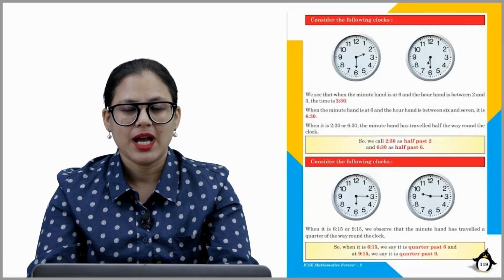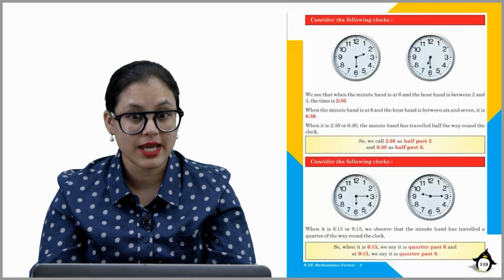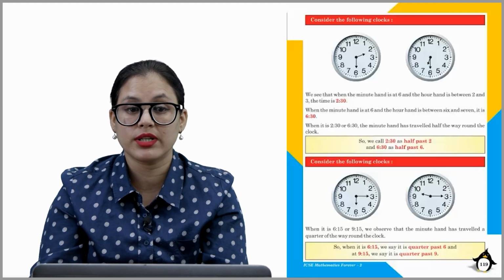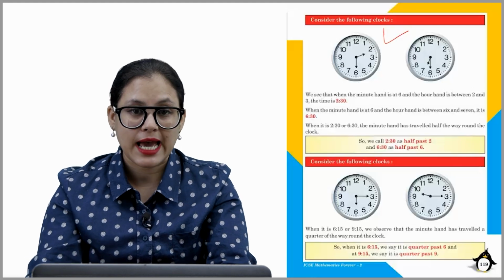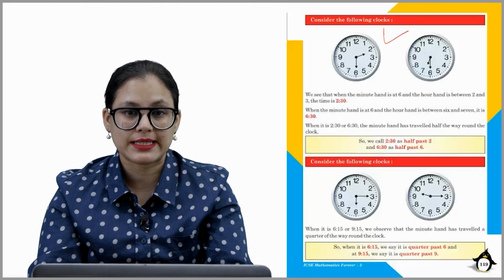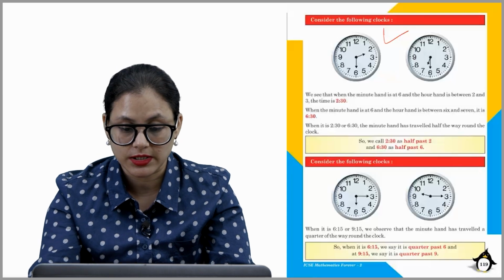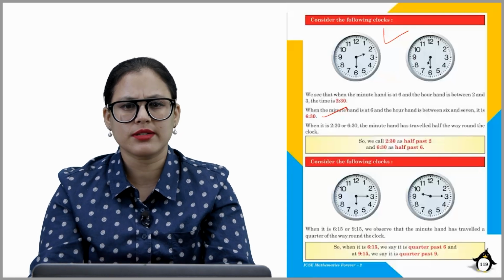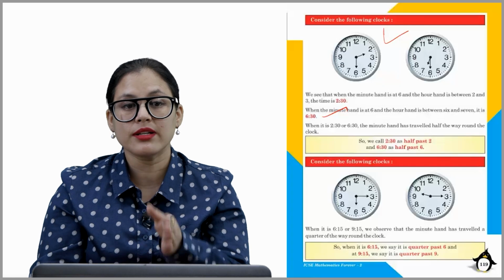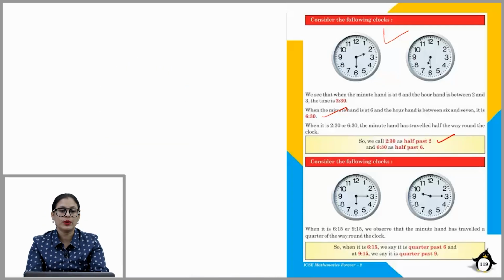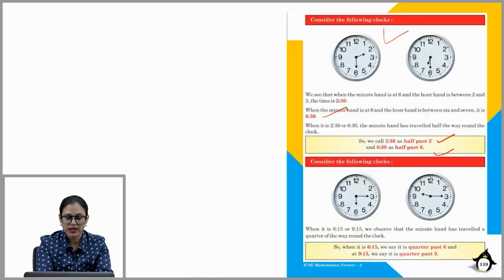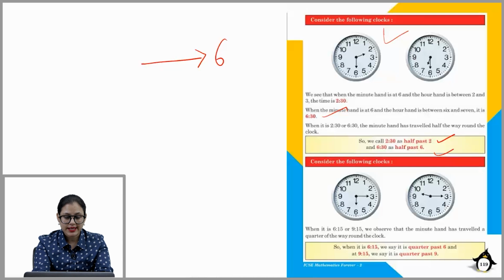Complete the following clocks. We see that when the minute hand is at 6 and the hour hand is between 2 and 3, the time is 2:30. When the minute hand is at 6 and the hour hand is between 6 and 7, it is 6:30. When it is 2:30 or 6:30, the minute hand has travelled half the way round the clock. So we call 2:30 half past 2, and we call 6:30 half past 6. Always remember that whenever the minute hand is at 6, we write it as half past.